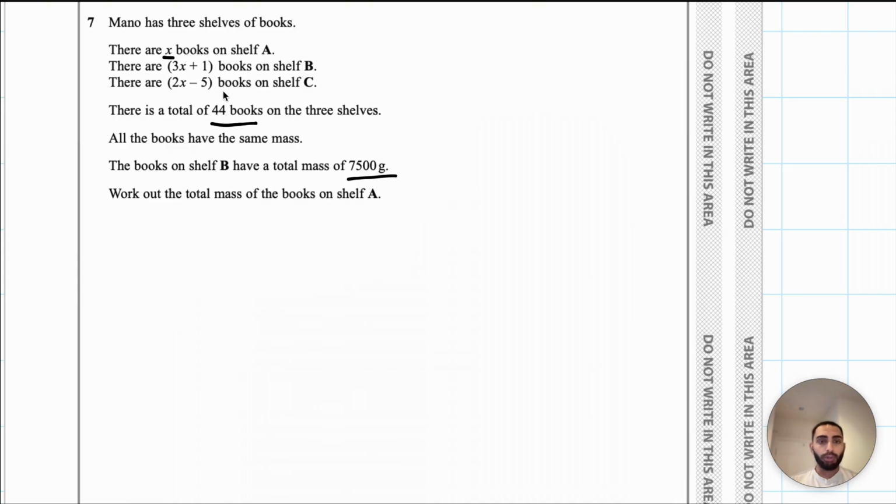We're going to have to solve 2 equations here. One of them will consider how many books are on each shelf, and then one of them will consider how much each book weighs. Let's do how many books are on each shelf first. So we've got all of these added up together.